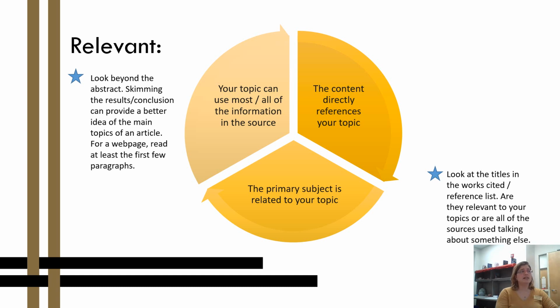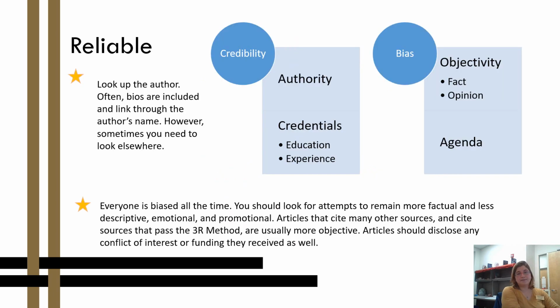Some of the things you can do is looking past the abstract, looking at the results or the conclusion can really help you figure out what the main thrust of an article is. And for a web page, you should really be reading at least the first few paragraphs before you're making a decision about whether that web page is going to be relevant to your topic. You can also look at the works cited or the reference list, and the titles of those sources should all have something to do with what you're talking about. Those are some ways to make sure that your source is relevant.